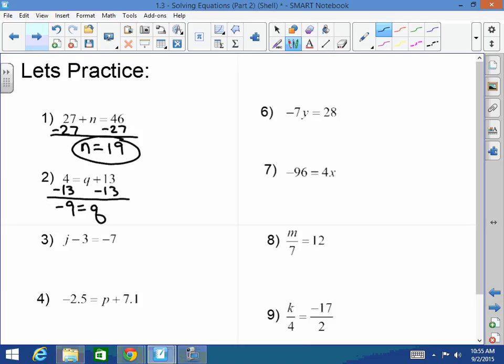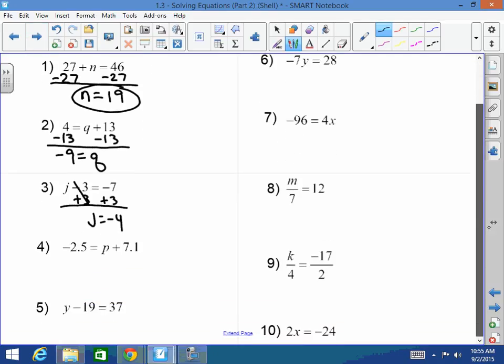How about for number 3? How do I get that j all by itself? Yes, sir. You add 3 to both sides. Very good. You undo subtraction with addition. Beautiful. Well done, my brother. How about number 4, guys? How can I get that p alone? Yes, sir. That's exactly correct, sir. You got p plus 7.1, so I'm going to subtract 7.1 to both sides because I get rid of addition with subtraction. And this would be negative 9.6 equals p.